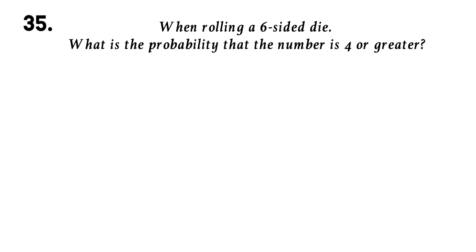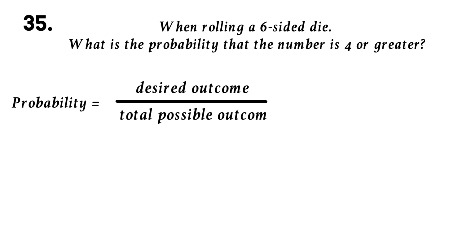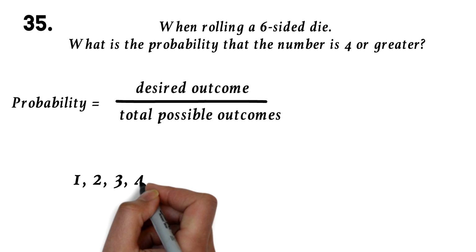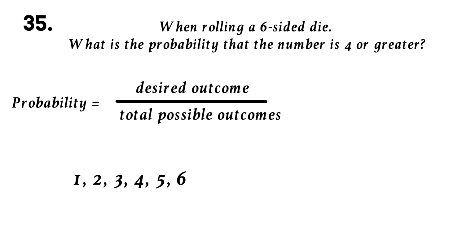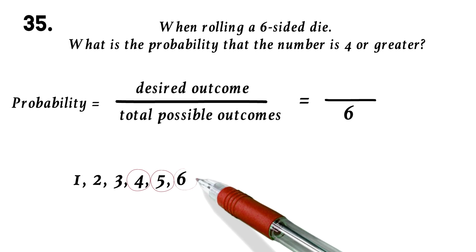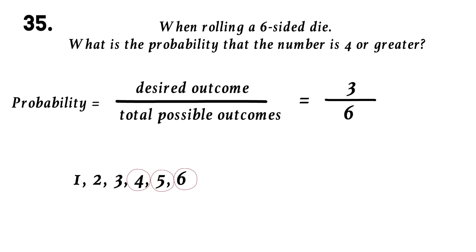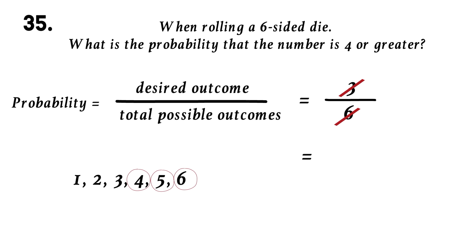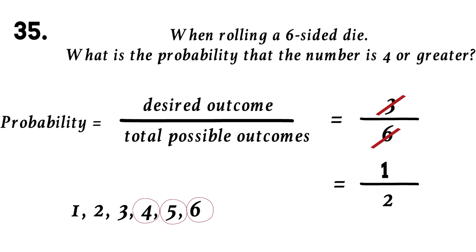Question 35. When rolling a 6-sided dice, what is the probability that the number is 4 or greater? Probability is desired outcome divided by total possible outcome. When you roll a dice, there are 6 possible outcomes. 1, 2, 3, 4, 5, and 6. We want the outcome to be 4, 5, or 6. That is 3 desired outcomes. So we divide. 3 divided by 6. This will give us 1/2 as our final answer.